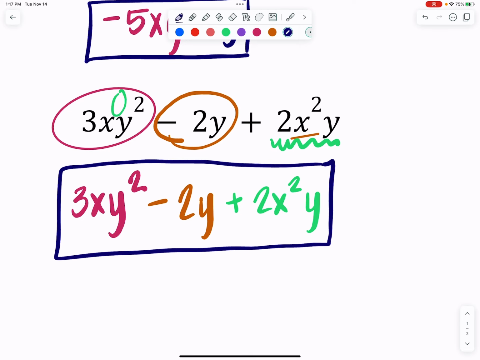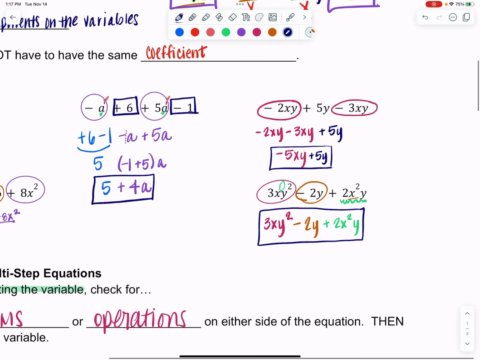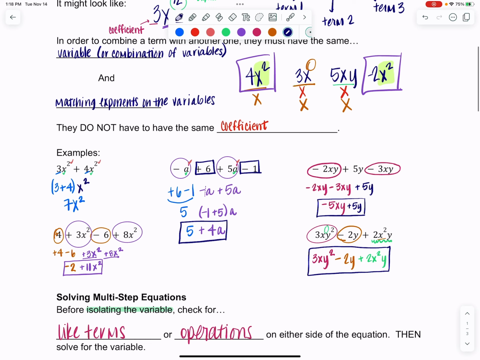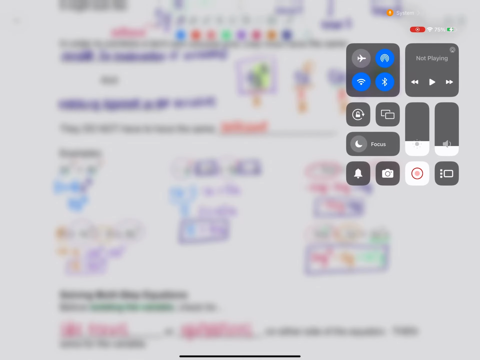Sometimes you can't combine any like terms, and that's okay. Stay tuned for the next video where we jump into solving multi-step equations. I know you're excited.